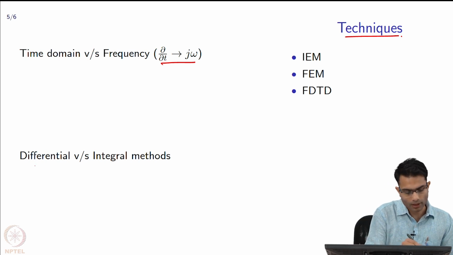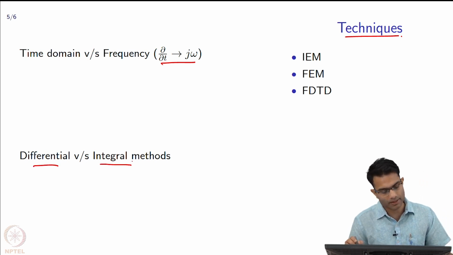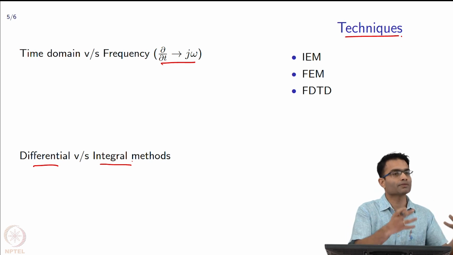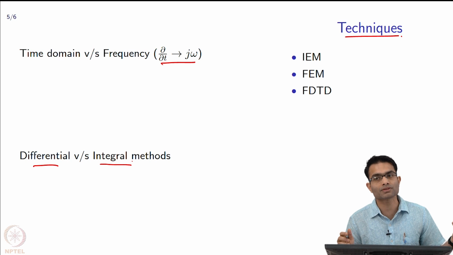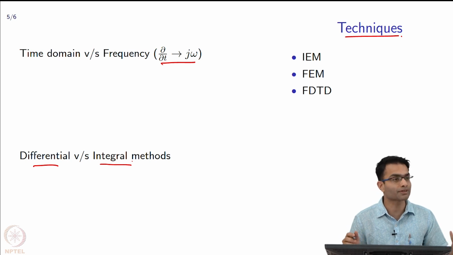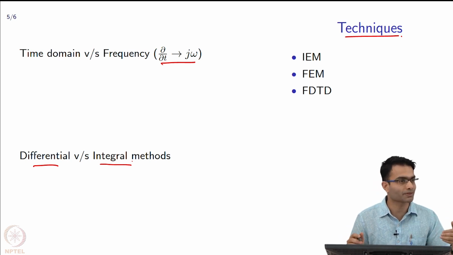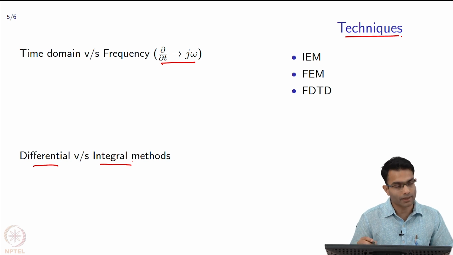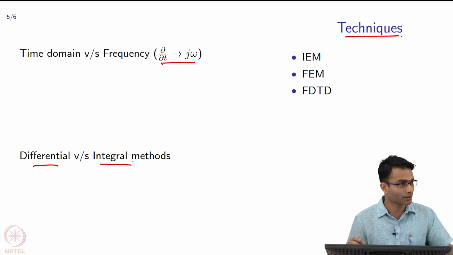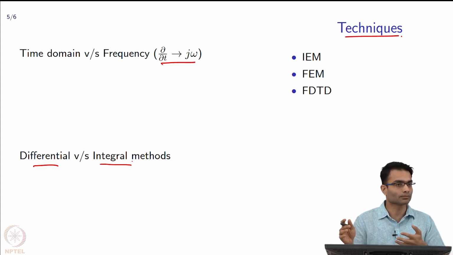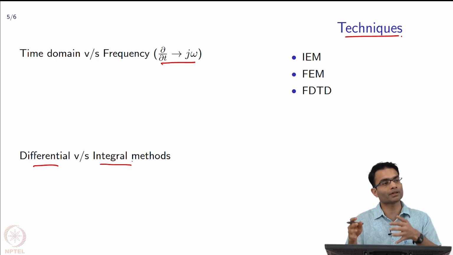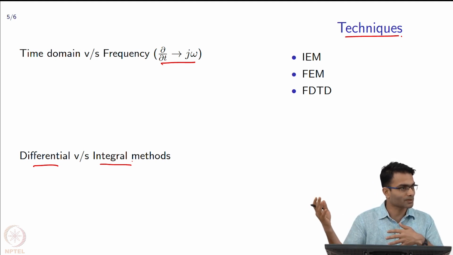The other way of solving them is by looking at the form in which Maxwell's equations are written. The form which I showed you at the start of the lecture was which form? Differential form, right? They were partial differential equations. So I can solve them directly in that differential form. There is another version of Maxwell's equations which is in integral form, so we can convert it to integral form and solve it that way as well.